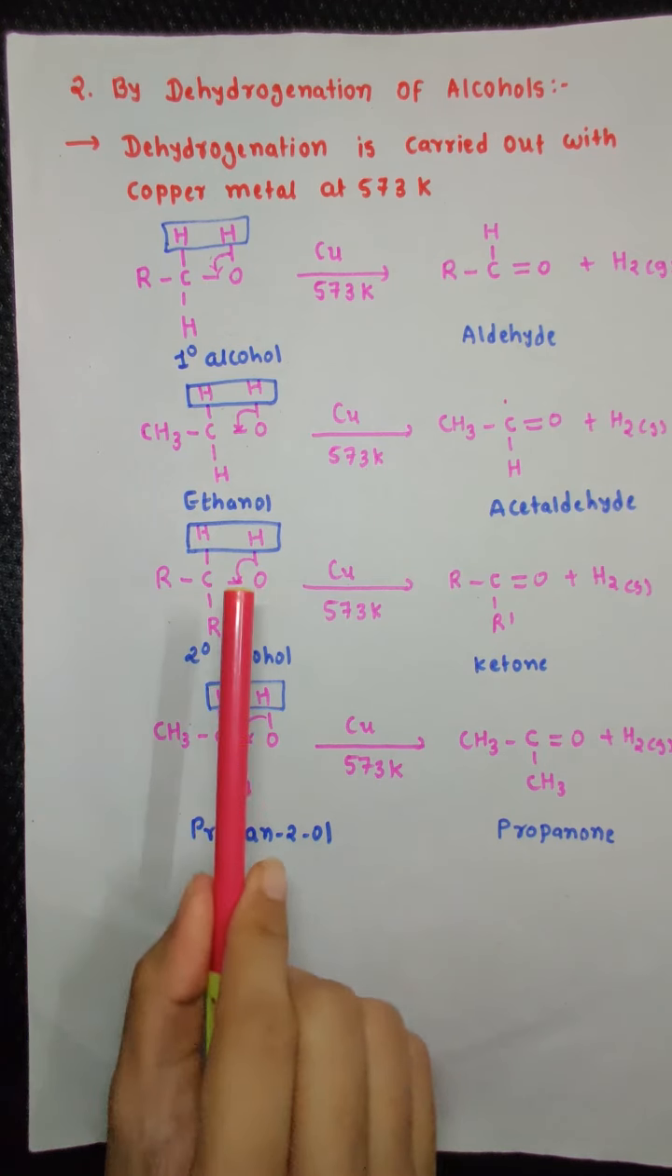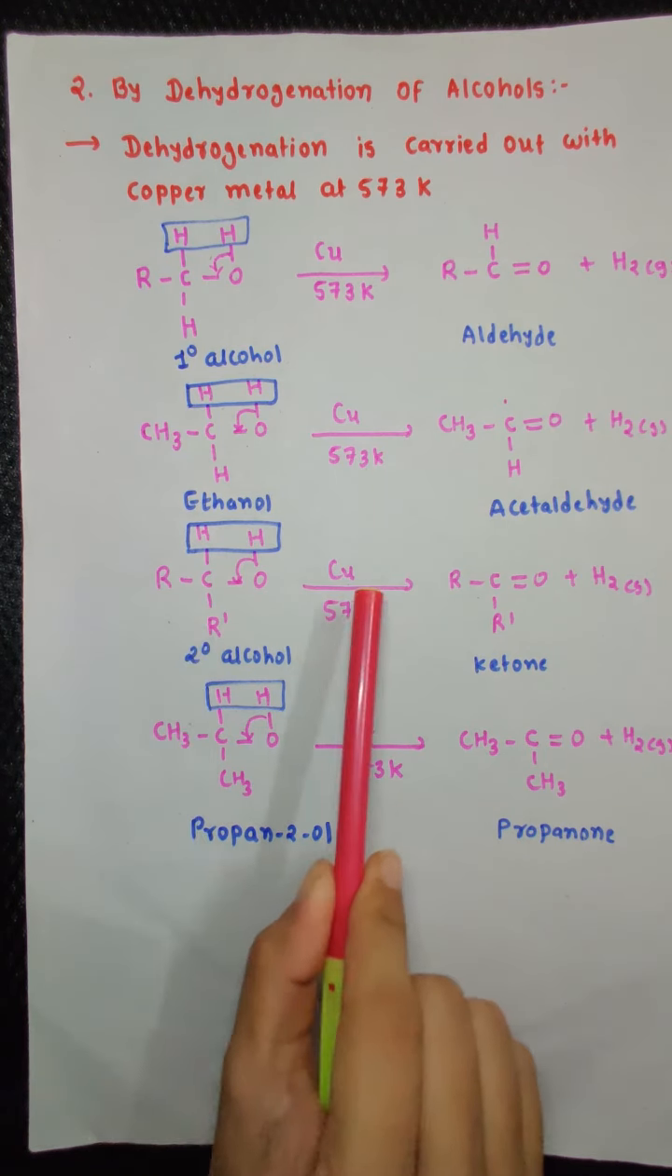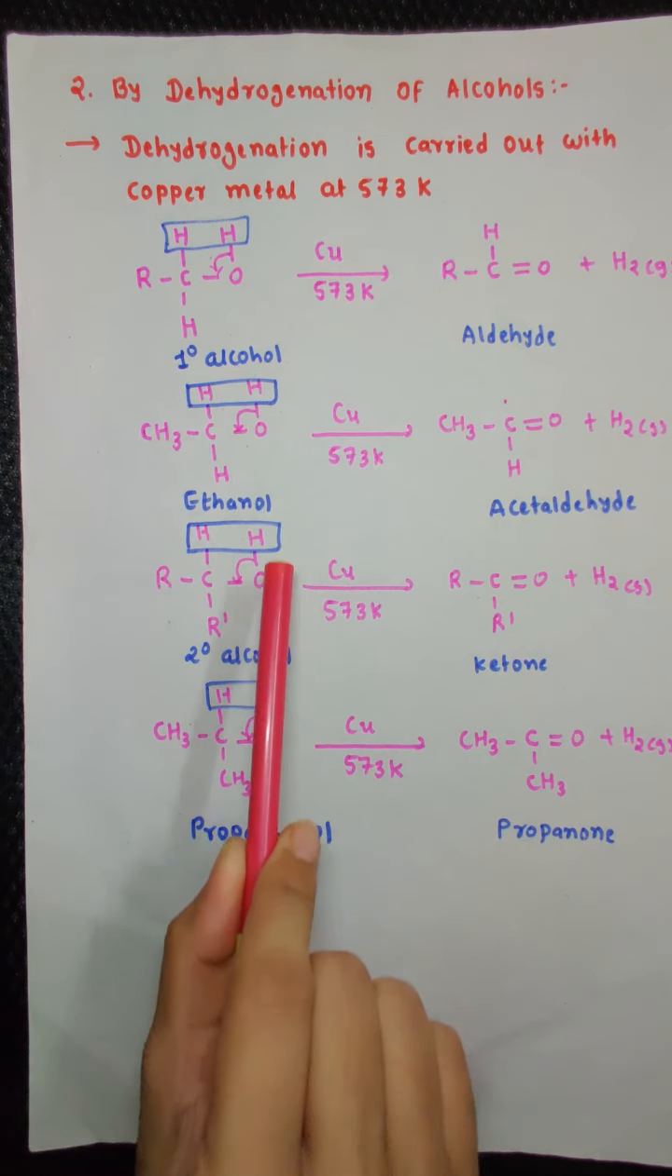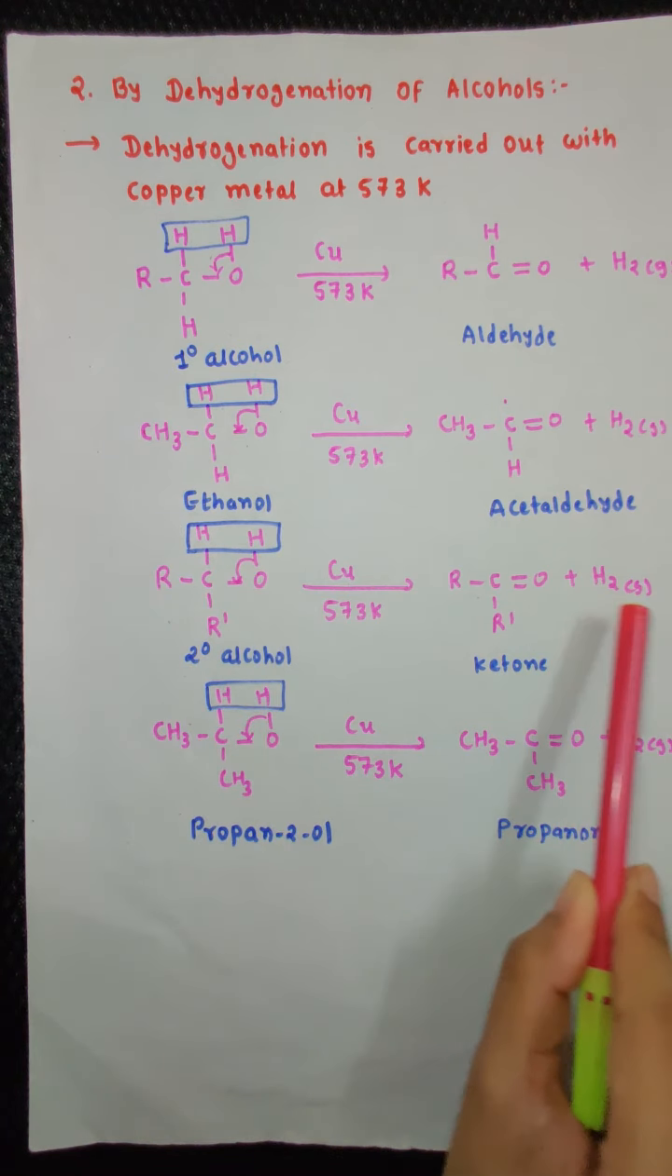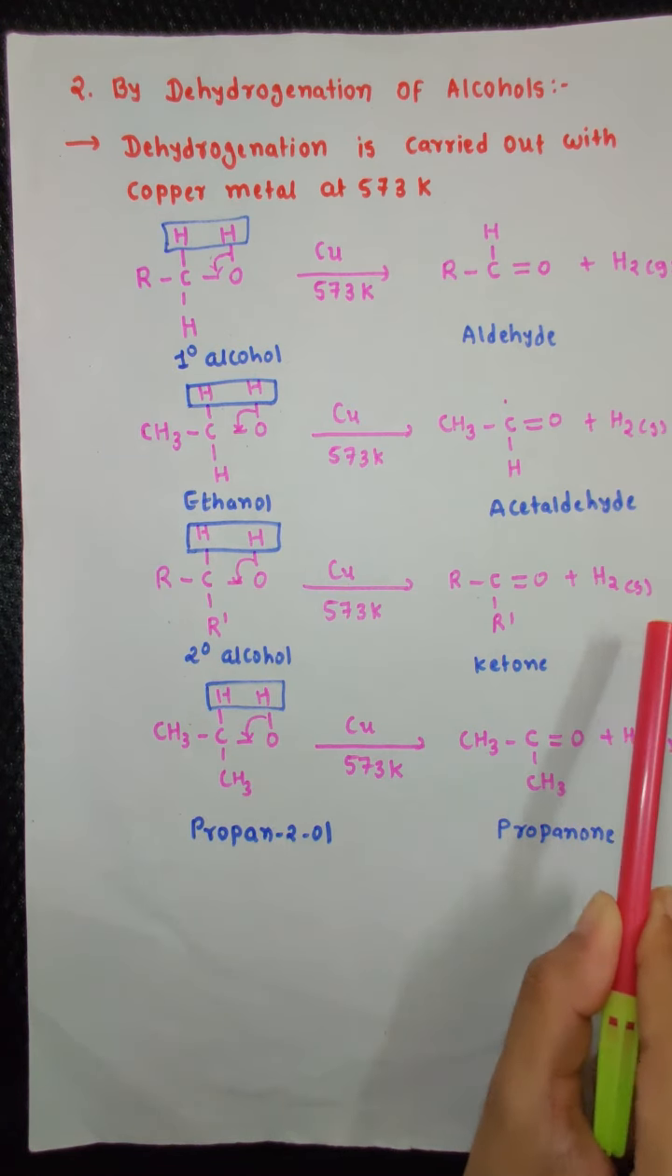When secondary alcohol is treated with copper metal at 573 Kelvin, once again it loses one hydrogen from the carbon atom, one hydrogen from the oxygen atom, and hydrogen gas gets eliminated. The bond electron between oxygen and hydrogen shifts between carbon and oxygen, giving us a double bond. Hence, secondary alcohol on dehydrogenation gives ketone.